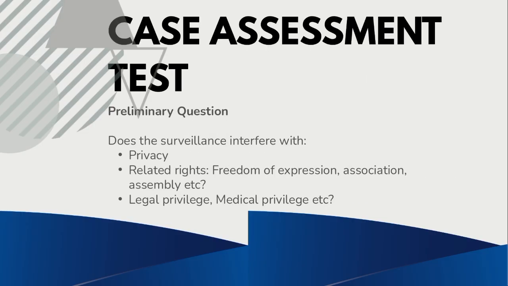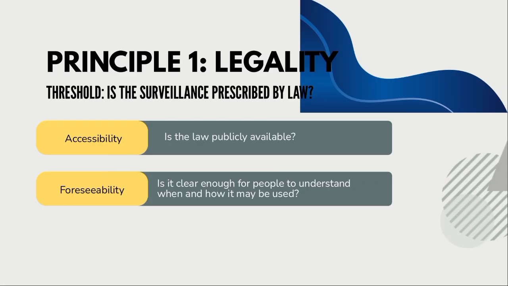First, the case assessment test. We need to ask a few preliminary questions. Does the surveillance interfere with the right to privacy or related rights such as freedom of expression, association, assembly, etc., or things such as legal privilege, medical privilege, and so on? If the answer is yes, then we move on to the next step. If the answer is no, then this is outside the scope of this test.